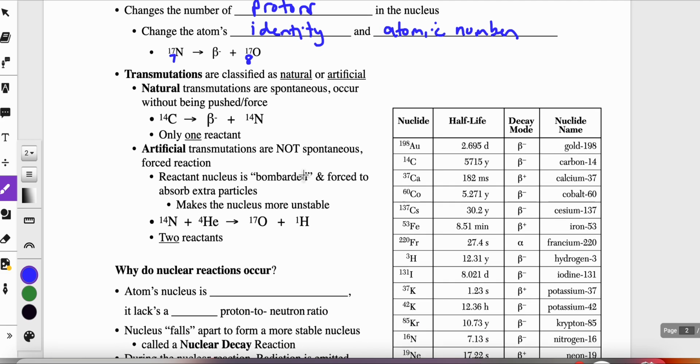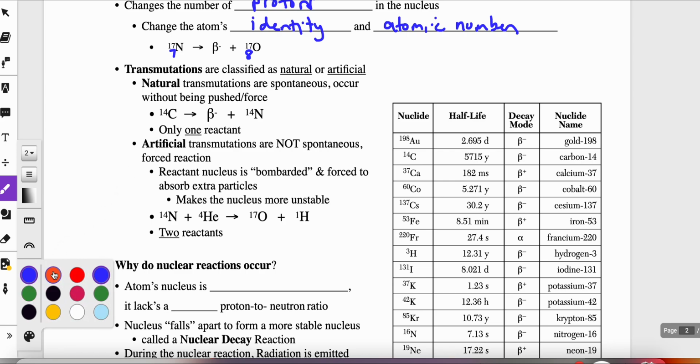Now there are many different types of transmutations, and at the simplest level, we can refer to them as natural versus artificial. Natural transmutations are spontaneous, which means they occur without being pushed or forced. It just happens naturally. One of the ways you can tell that it's a natural transmutation is, number one, the element symbol you see on the left is different than the resulting element symbol. And if it's natural, you have only one reactant.